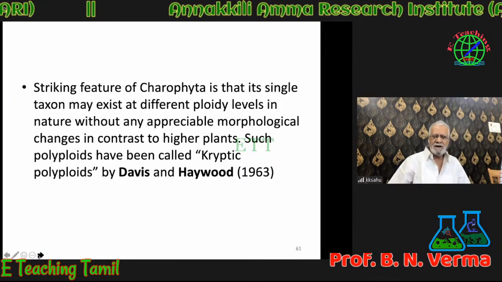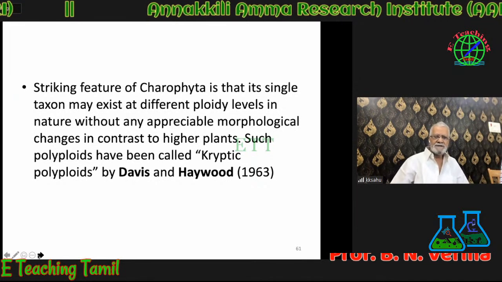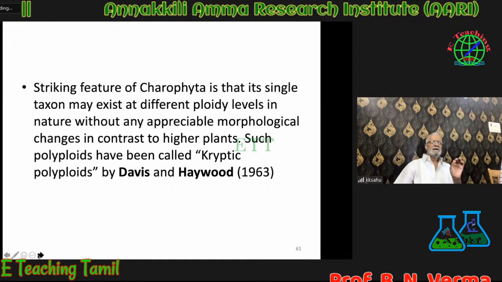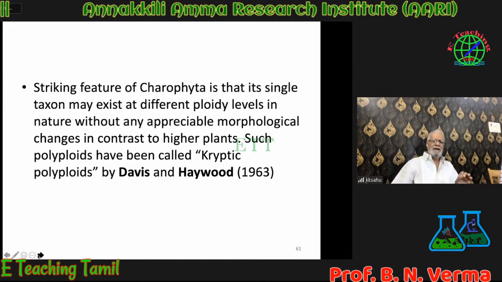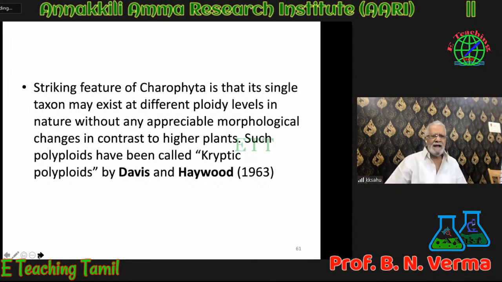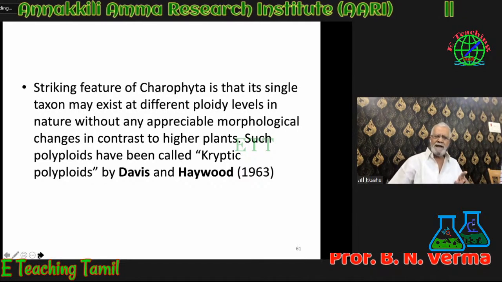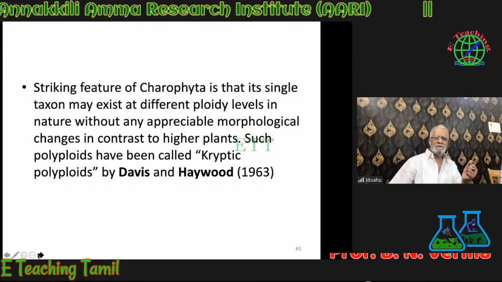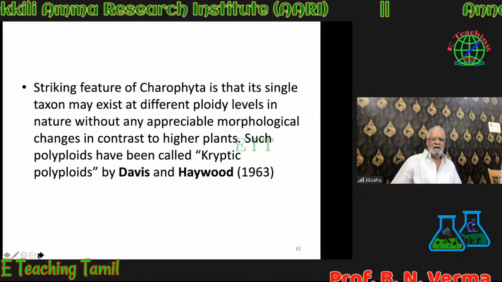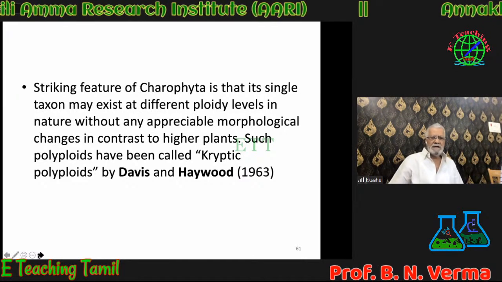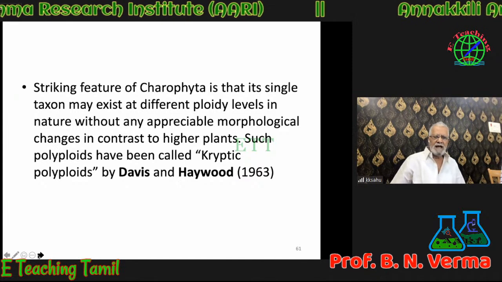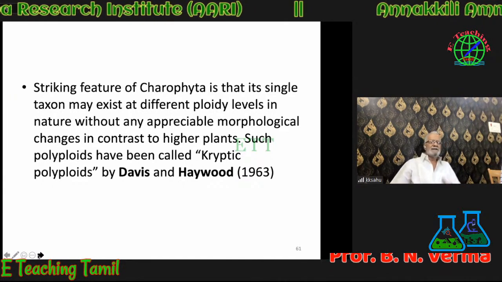A striking feature of Charophyta is that a single taxon may exist at different ploidy levels in nature without any appreciable morphological changes. In contrast to higher plants, such polyploids have been called cryptic polyploids by Davis and Howe. This is very interesting.